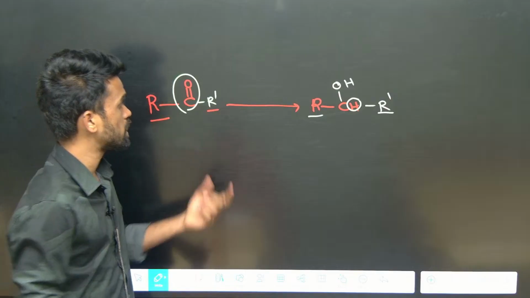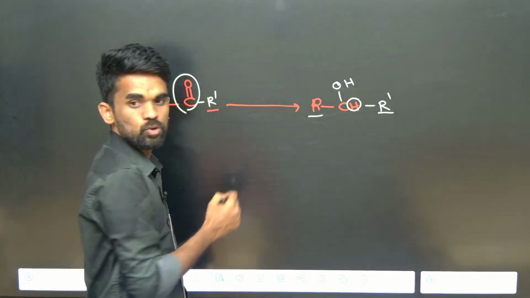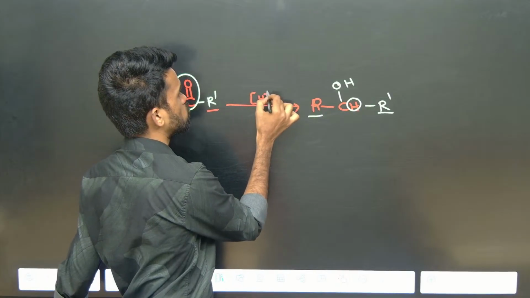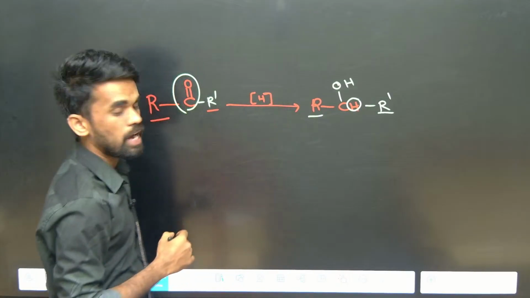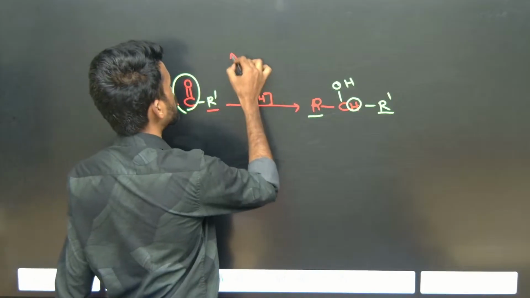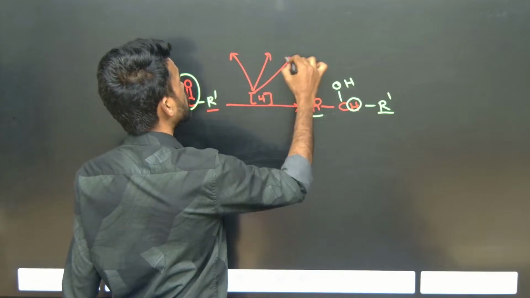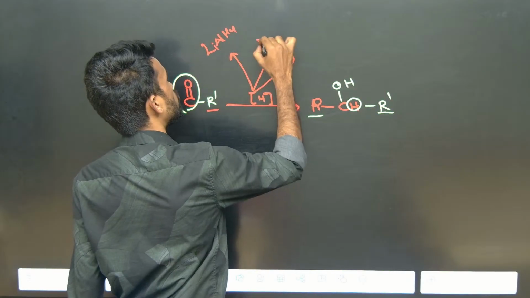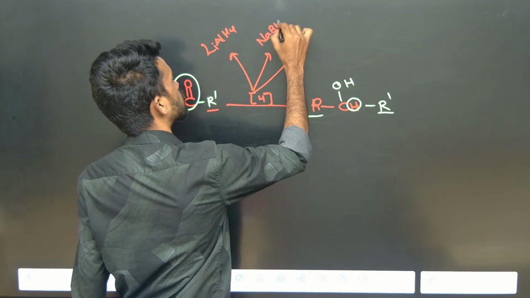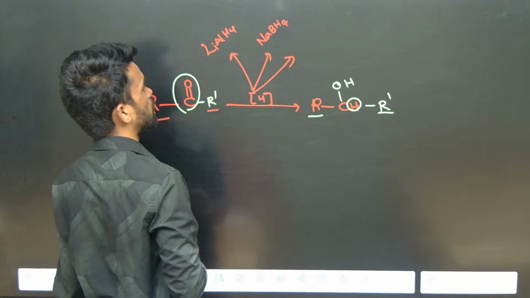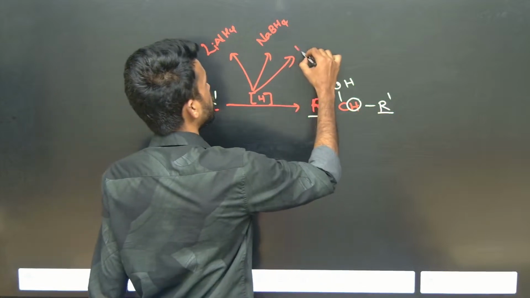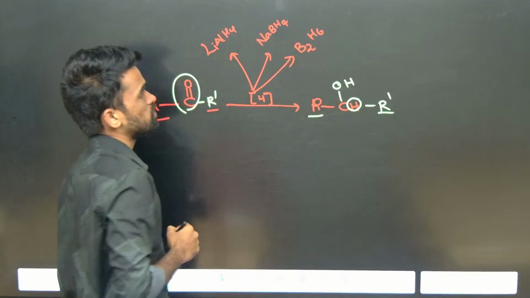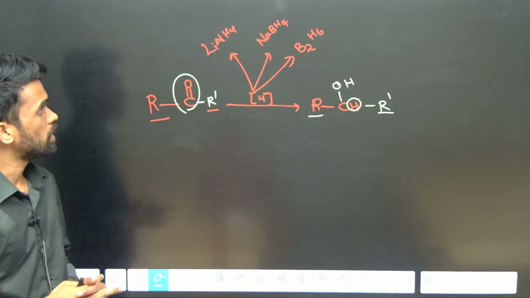For this process we use something called reducing agents. Reducing agents provide hydrogen. What can these reducing agents be? It can be lithium aluminium hydride or sodium borohydride, or even B2H6. Like this we can have different reducing agents.